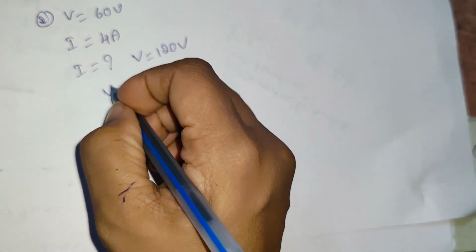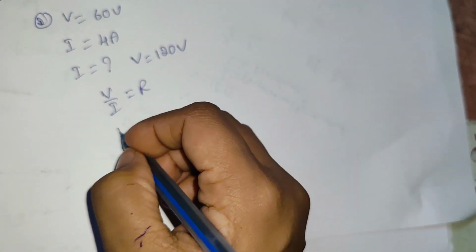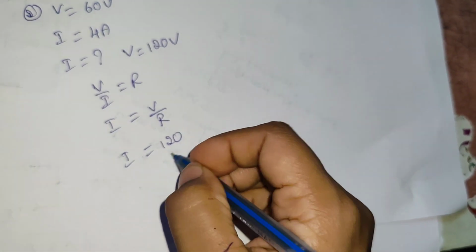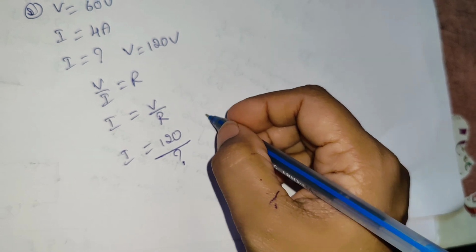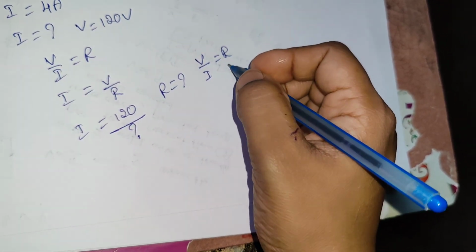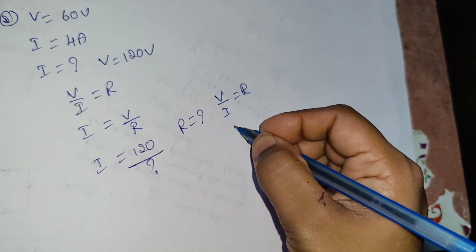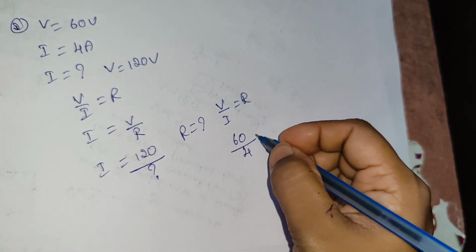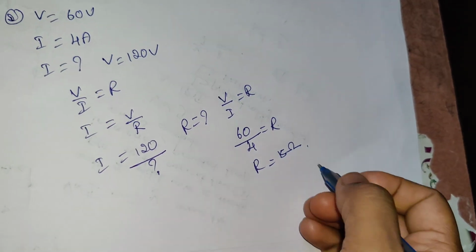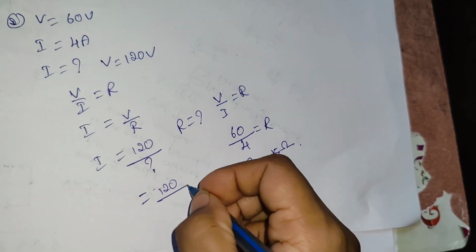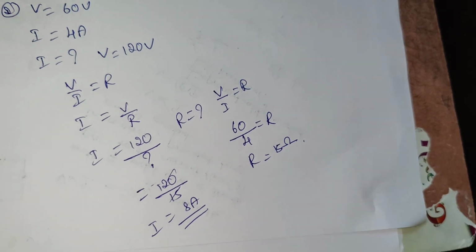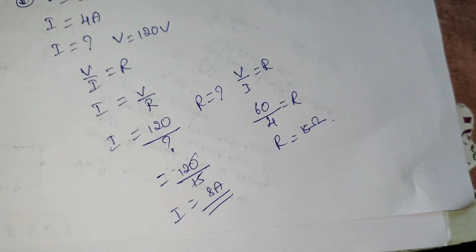So what we can do: V by I is equal to R, I is equal to V by R, both are the same. I is equal to 120 by R, but R we don't know. So we want to find R is equal to question mark, then V by I is equal to R. This is one formula we want to use. V is equal to 60 and I is equal to 4, that is equal to R. R is equal to 15 ohm. Now you can substitute R here: 120 by 15 is equal to 8 ampere of current. Okay, this is how you want to calculate.